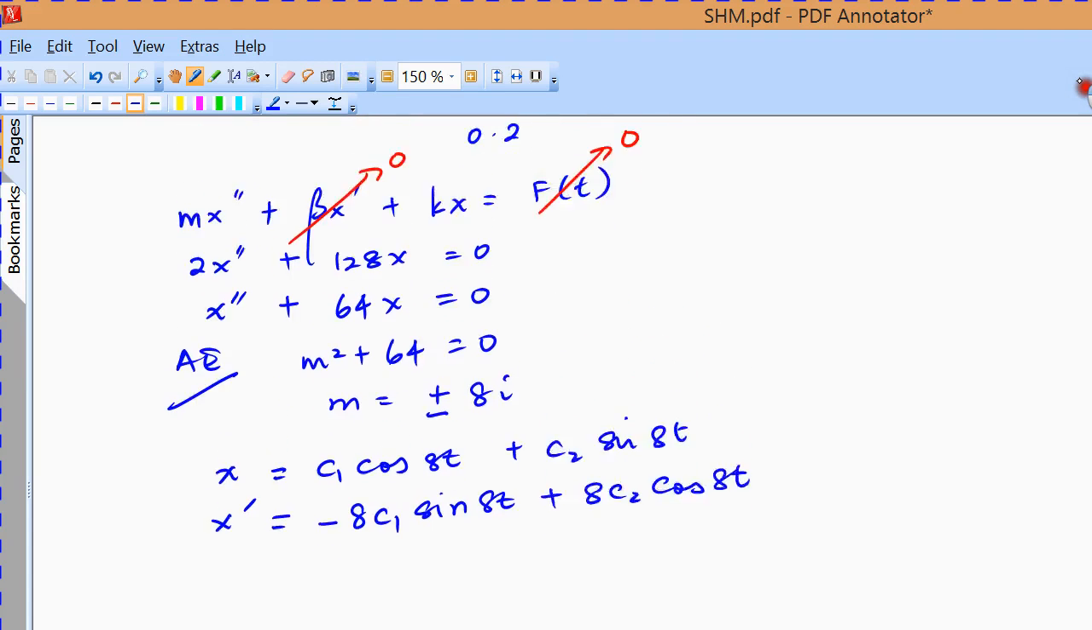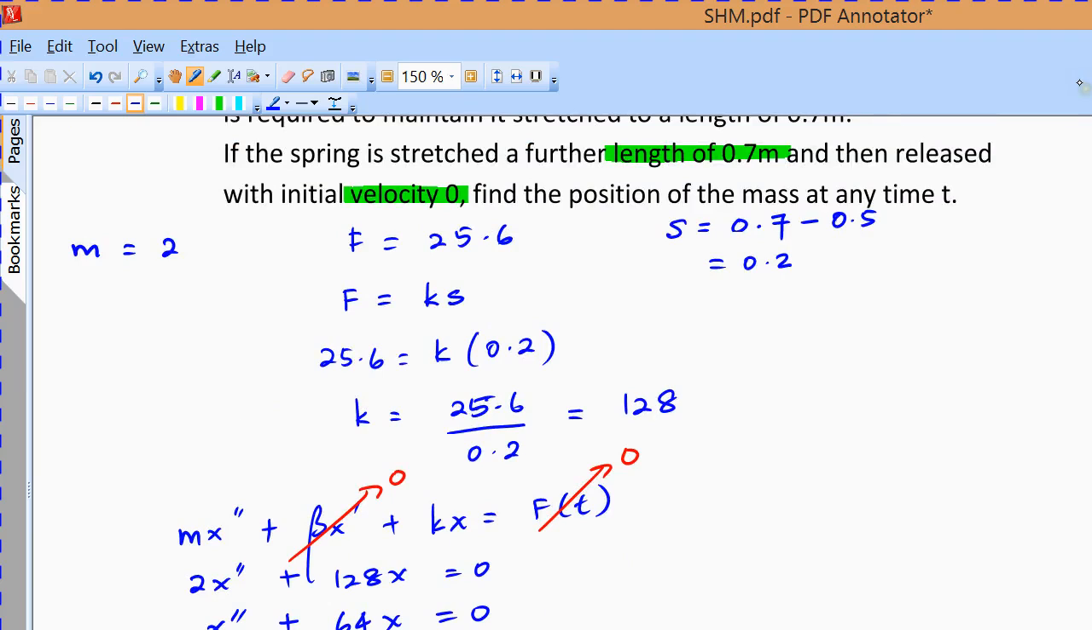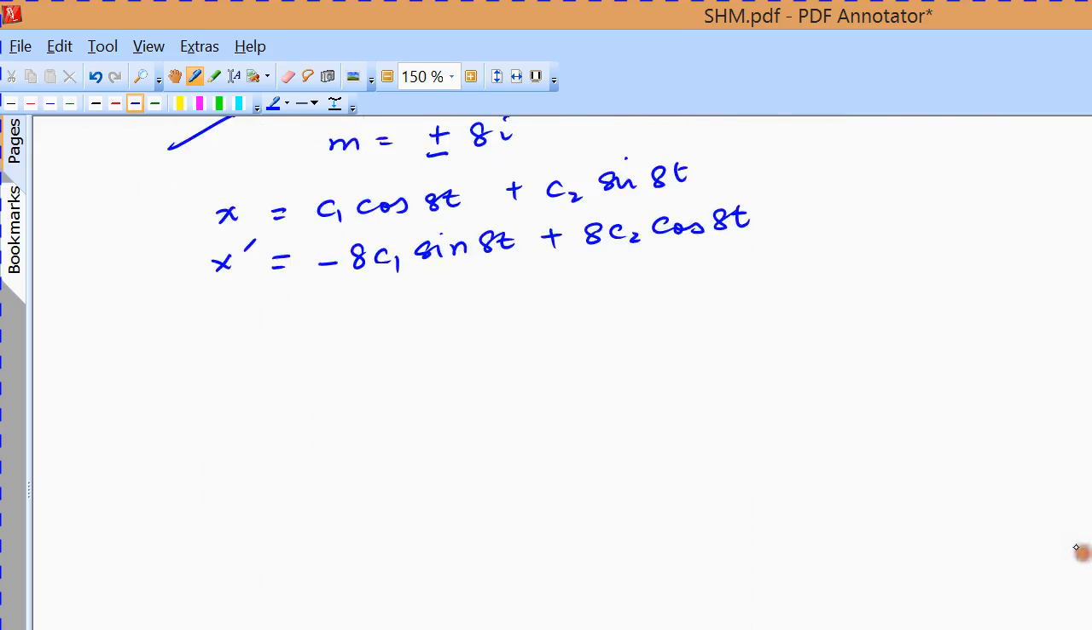So to obtain the initial conditions, let's read the question again. It says the spring is stretched a further length of 0.7 meters and then released. This means that x of 0 is 0.7, with initial velocity of 0 means that x prime of 0 is 0, and so we can put in these initial conditions to obtain the values of c1 and c2.